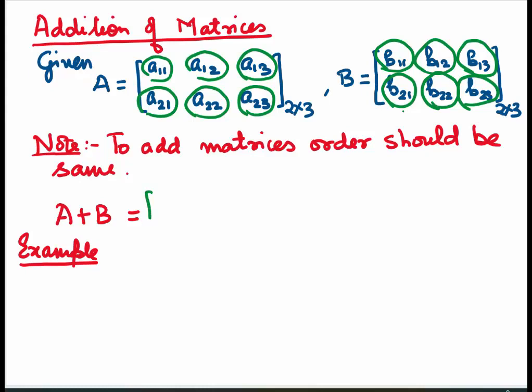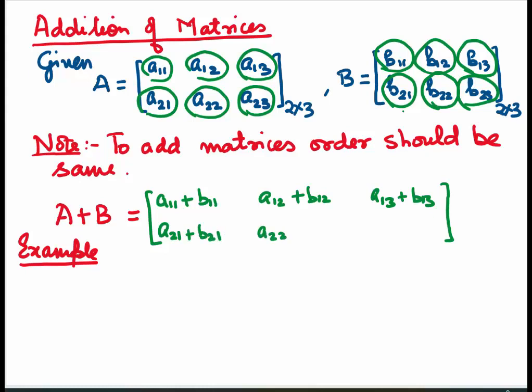So what will be the sum? The sum of A plus B will be, I'm adding the corresponding elements A11 plus B11, A12 plus B12, A13 plus B13. Come to the second row, A21 plus B21, A22 added to its corresponding element B22, and A23 plus B23. You will see the resultant matrix will also be of the same order, 2 by 3. So we have added the corresponding elements. Let's look at one example.